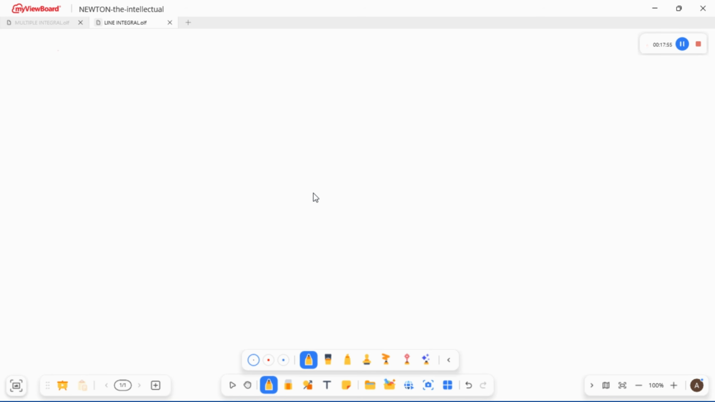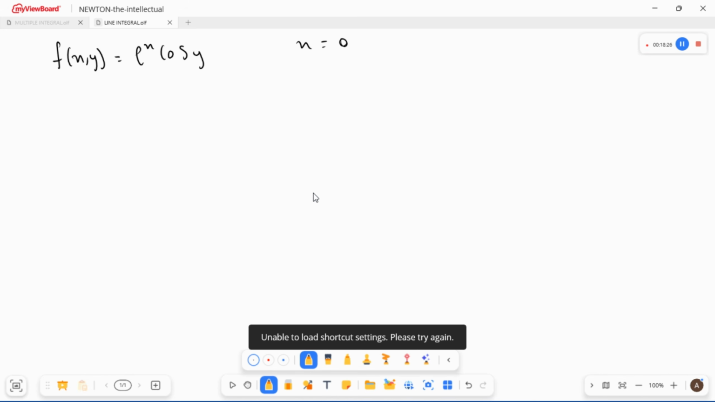So now the question goes: find the linearization of f of x, y equal to e to the power of x cos y at the origin. Remember, I already said that whenever a question says at the origin, it means that we are going to take our a to be 0. So x is equal to 0, and this is the function.